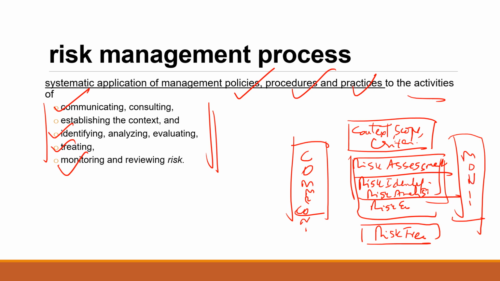So what is this risk management process? Risk management is the application of policies, procedures, and practices to the activities of communication and consultation, establishing the context. So this is the process. This entire block is what we are talking about. It is the application of the policies, procedures, and practices to the activities of communication, consultation, monitoring, treating, and all. I hope this is clear.